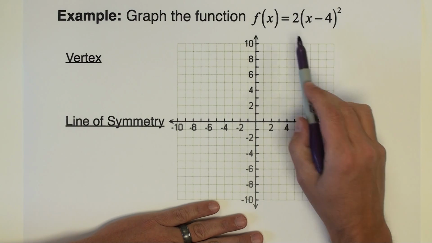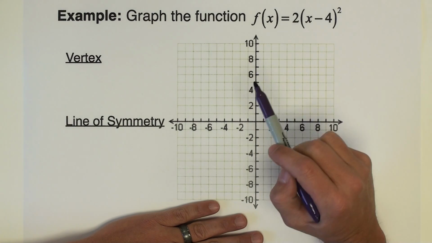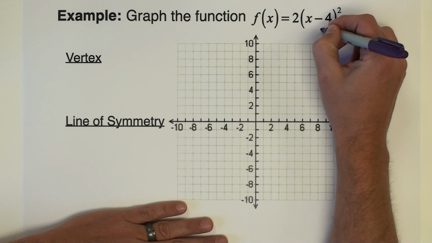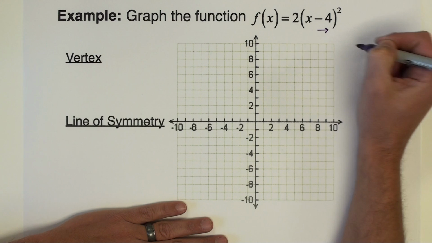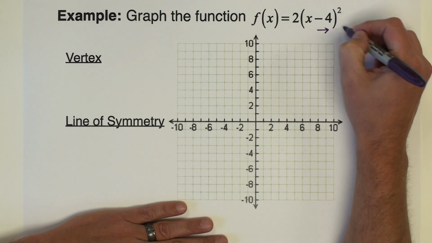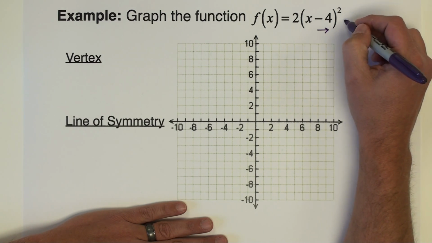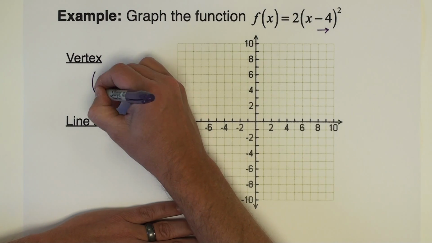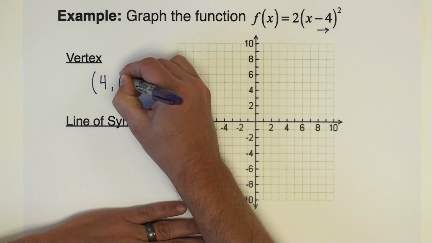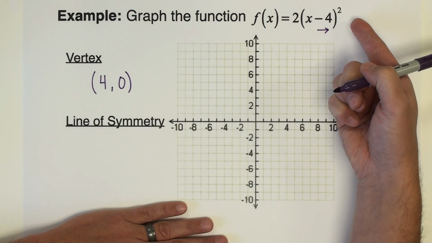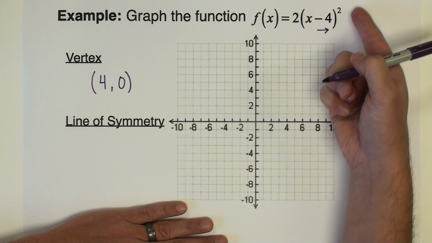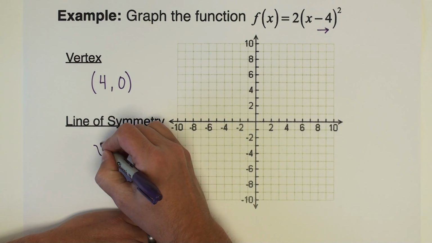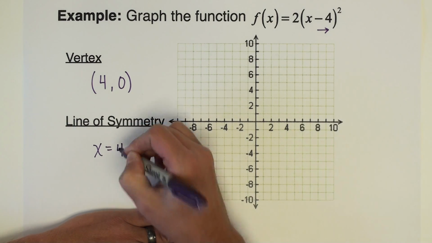Next example, f of x equals 2 times quantity x minus 4 squared. First, let's talk about the vertex. This -4 is going to move the graph to the right 4. And then there's nothing else added out here, right? There's no plus number or minus number, so my vertex is just going to be 4, 0, because there's nothing else out here that's adding or subtracting that's going to move this graph in the vertical direction. My line of symmetry is the equation x equals 4.